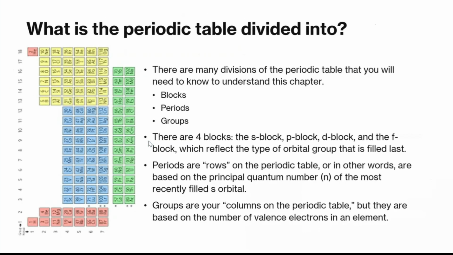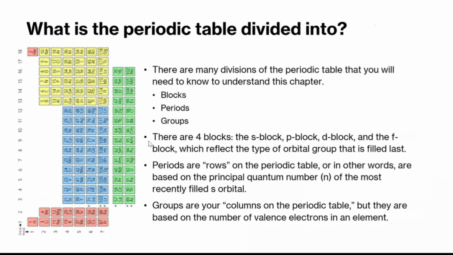So let's go on. Next, we'll consider the various divisions of the periodic table. Our 3 main divisions that we'll need to know are blocks, periods, and groups. Blocks reflect which type of orbital group is filled last. For example, oxygen is in the p block because its 2p orbital is filled last.